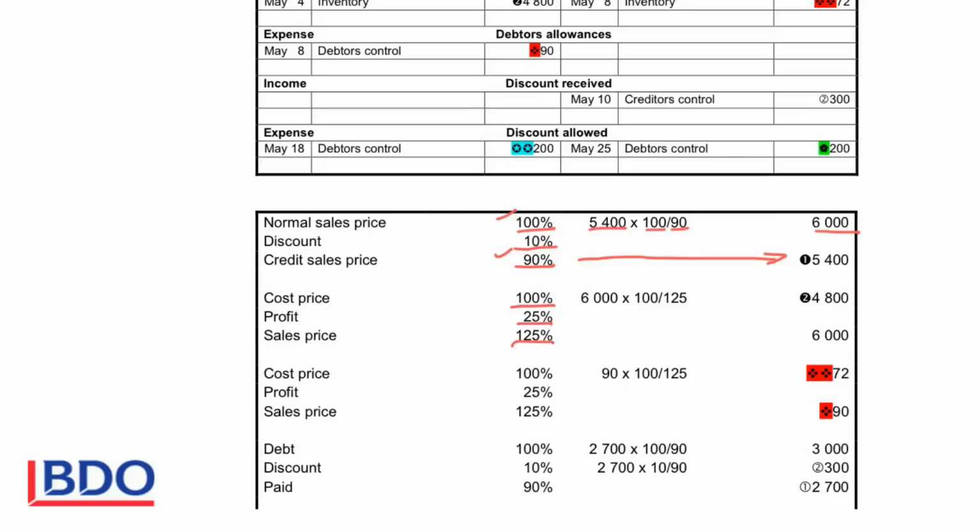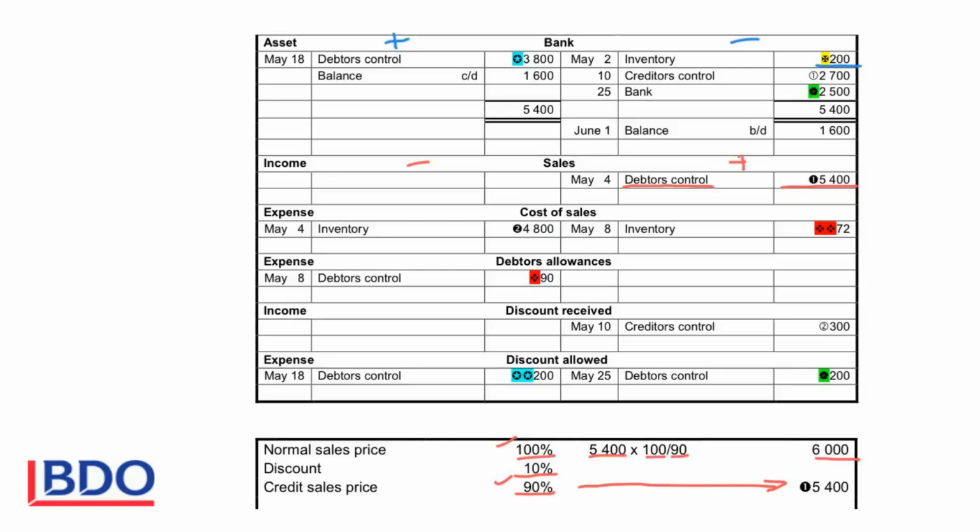So that means I have to use the normal sales price to work back to the cost price. So the 6,000 times the one that I want, divide by the one that I know, and that will give me 4,800 Rand. The cost of sales account will be debited with 4,800 because we paid the expense to be able to make the profit when we sold the goods.